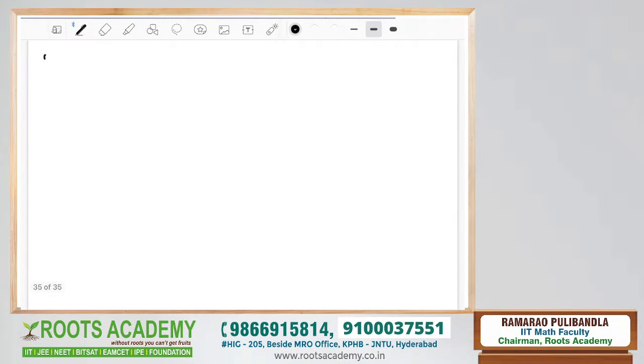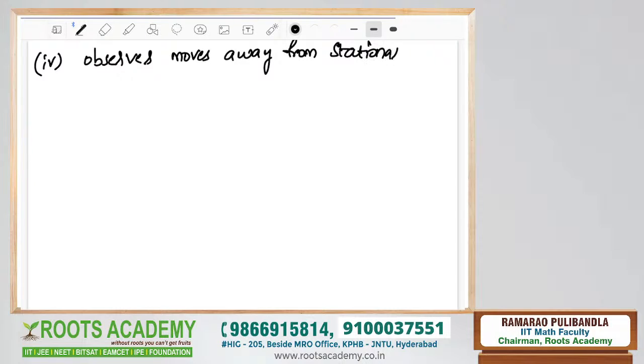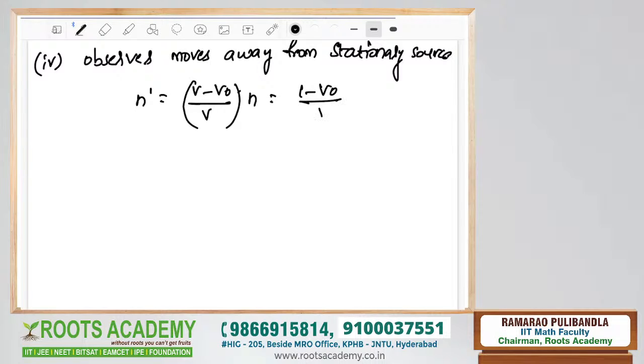And next case, if the observer moves away from the stationary source, then the frequency would be (v − v0) / v × n, that is nothing but (1 − v0 / v) × n. So this is when it is moving away from the source.